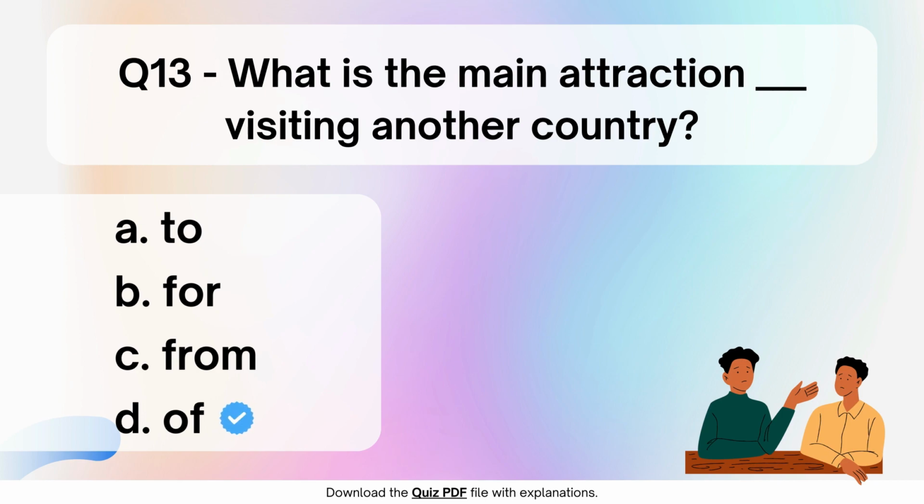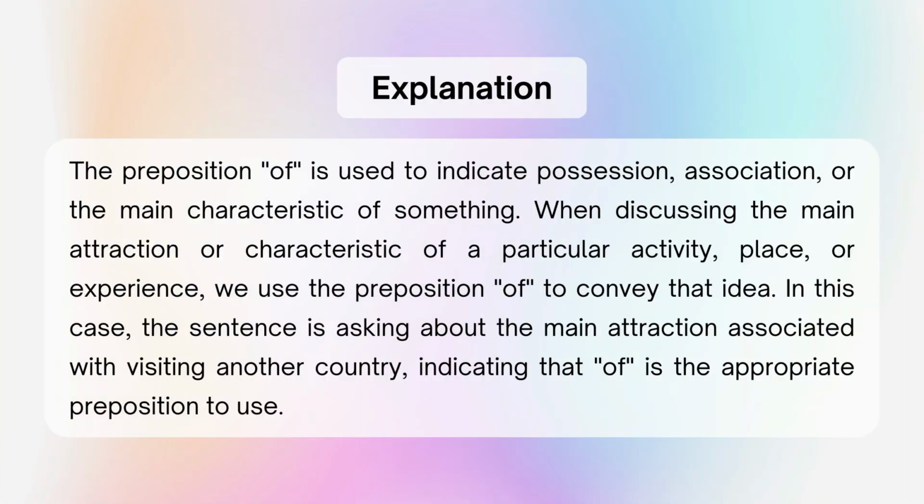What is the main attraction of visiting another country? The preposition of is used to indicate possession, association, or the main characteristic of something. When discussing the main attraction or characteristic of a particular activity, place, or experience, we use the preposition of to convey that idea. In this case, the sentence is asking about the main attraction associated with visiting another country, indicating that of is the appropriate preposition to use.